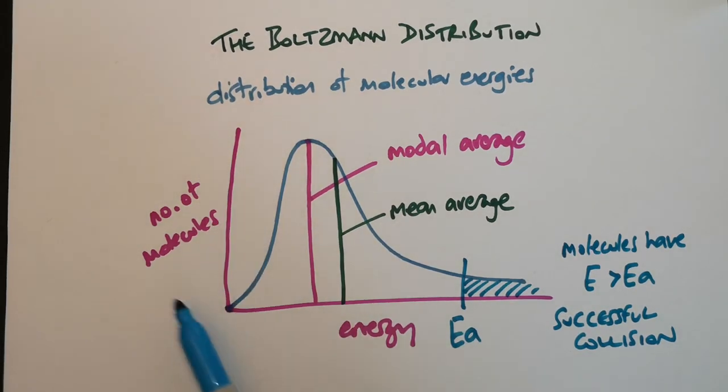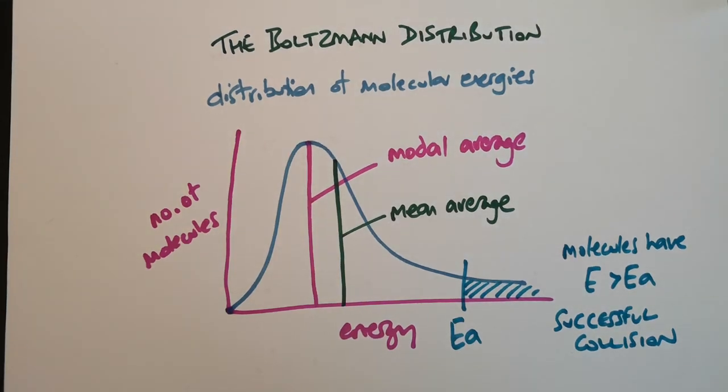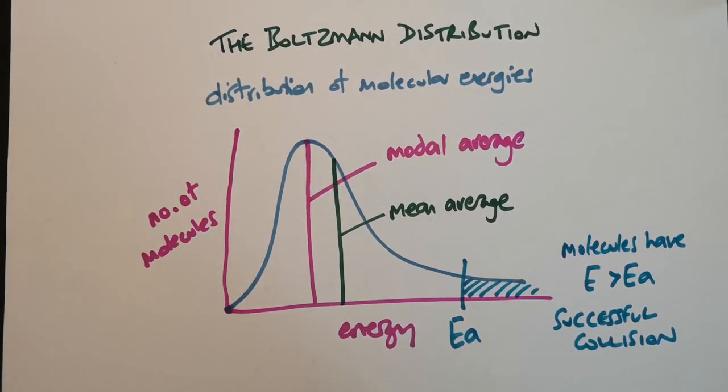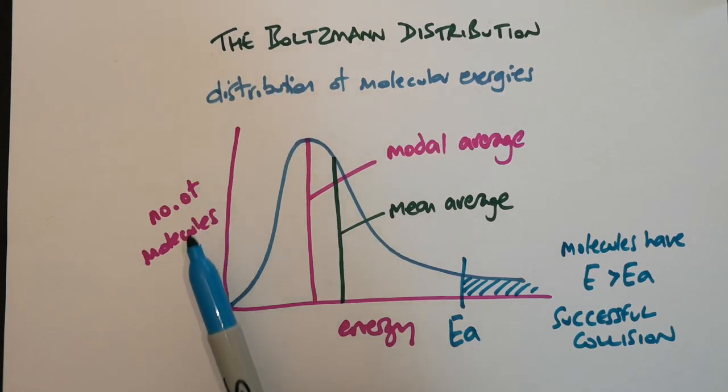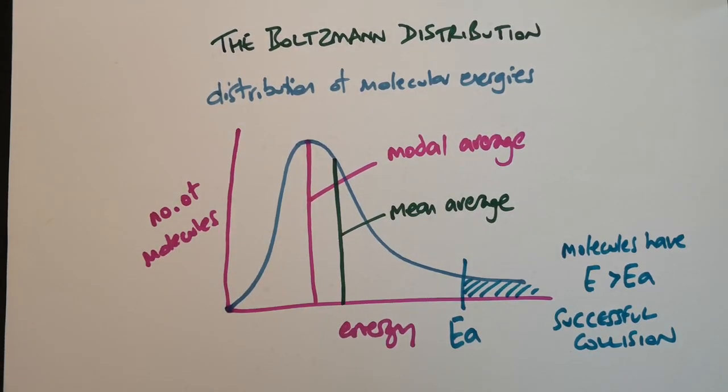Okay, so this is a really important skill because they are often asked in exam questions. In my next video, we'll look at how the Boltzmann distribution can be used to explain why a catalyst increases the rate of reaction. I'll see you then.